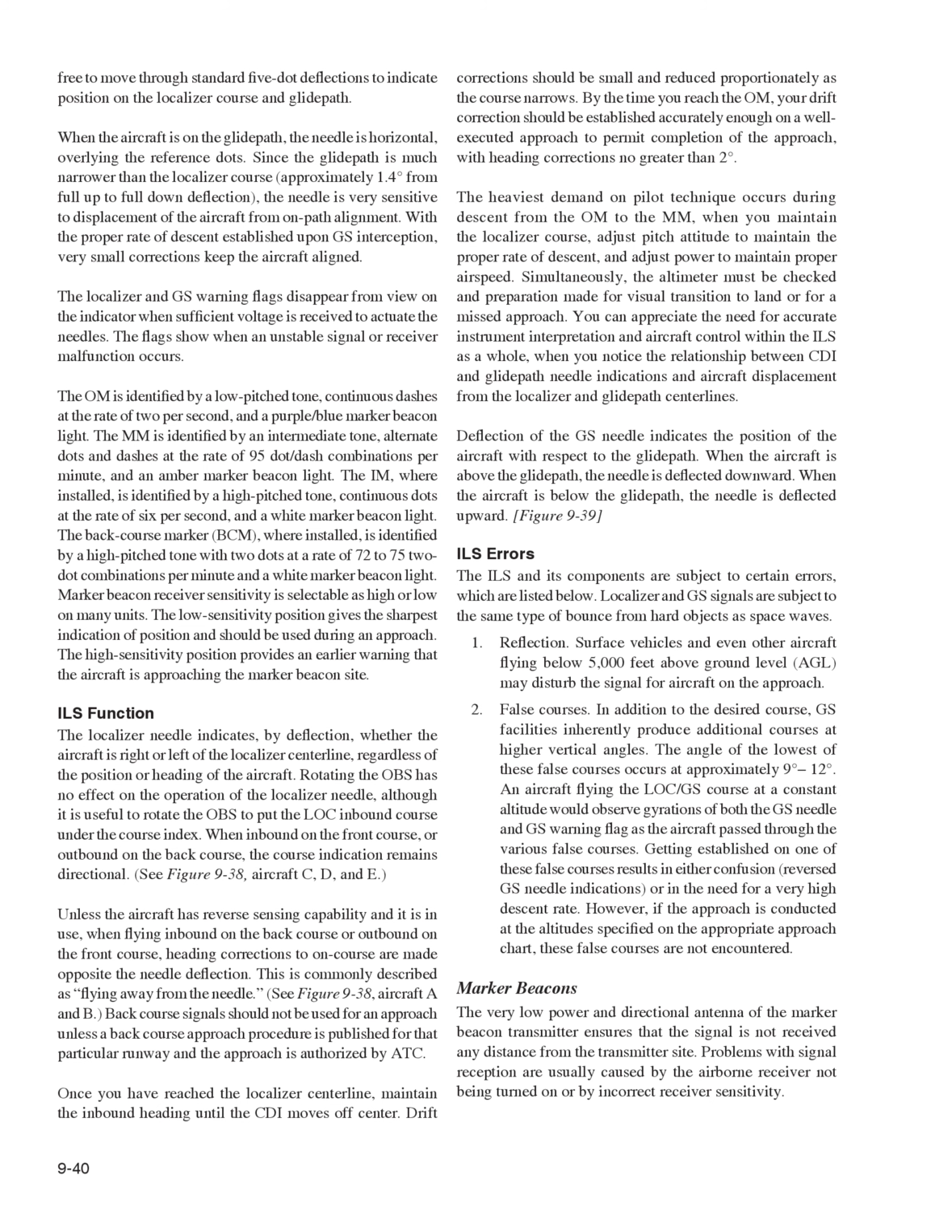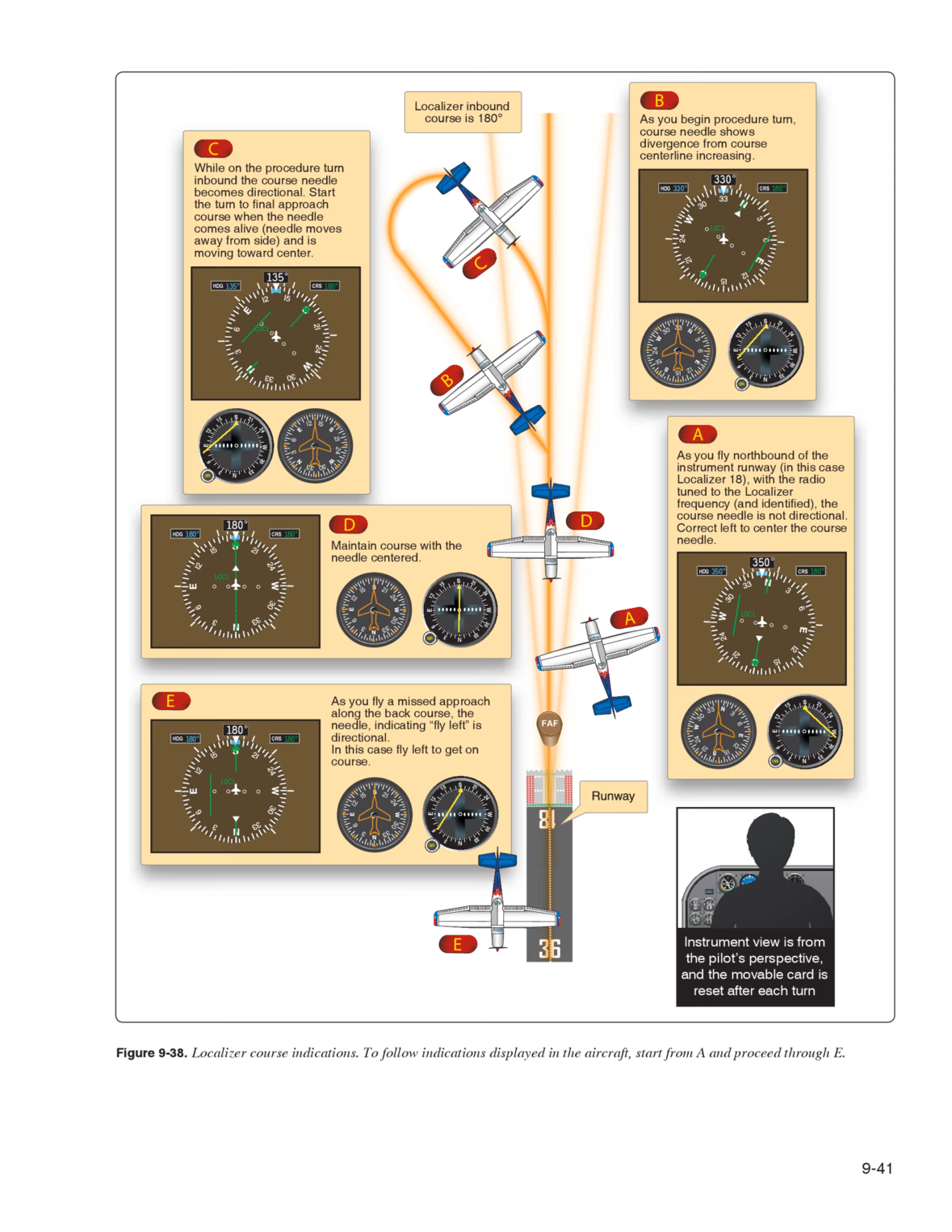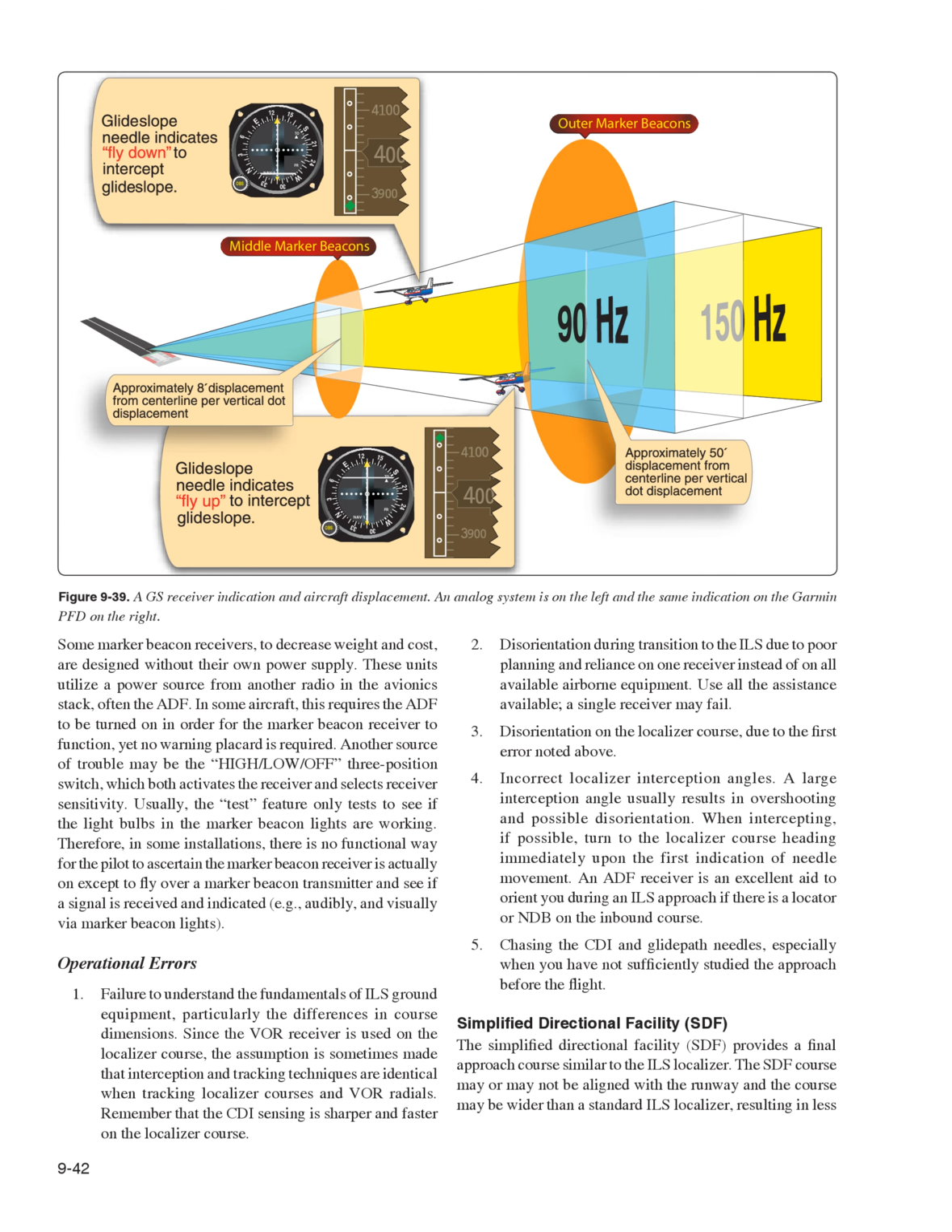Problems with signal reception are usually caused by the airborne receiver not being turned on or by incorrect receiver sensitivity. Some marker beacon receivers, to decrease weight and cost, are designed without their own power supply. These units utilize a power source from another radio in the avionics stack, often the ADF. In some aircraft, this requires the ADF to be turned on in order for the marker beacon receiver to function, yet no warning placard is required.